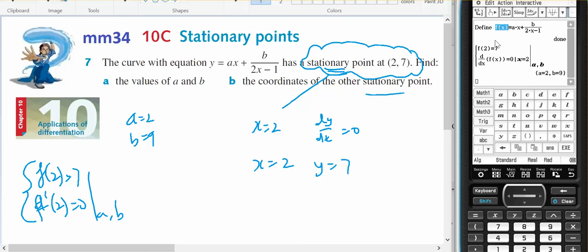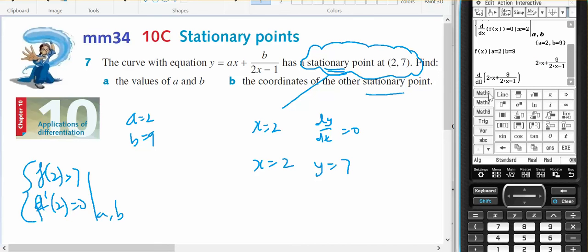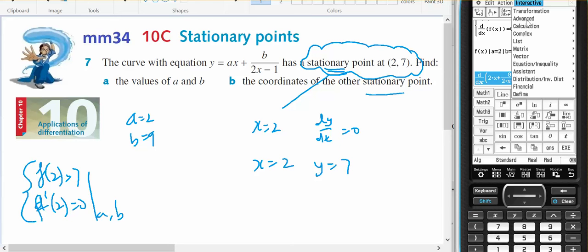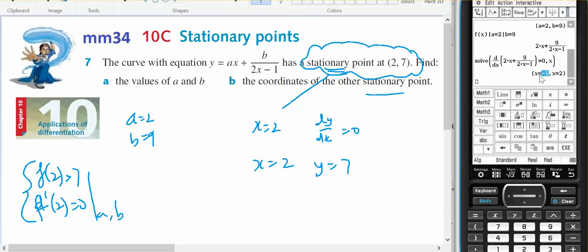So if I then take this and do, given a equals 2, also given b equals 9, that's going to be my f(x). Take the derivative and set it equal to 0. So take that, math 2, derivative with respect to x equals 0, and solve for x. I know there's one answer. That answer is x equals 2 and the other one is -1.